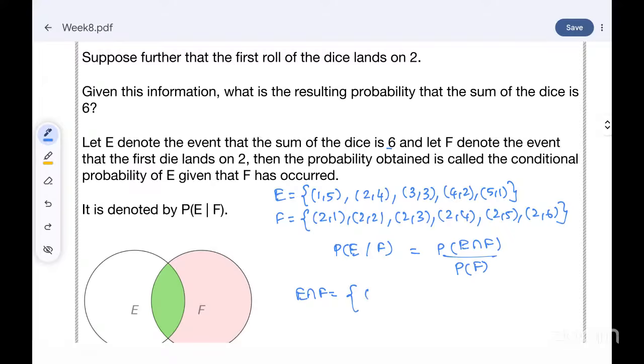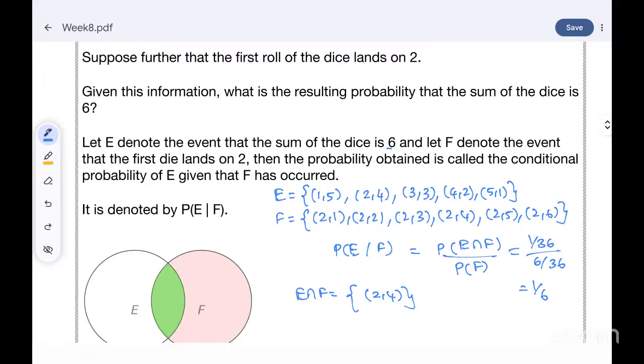2 comma 4. So we know that here it should be 1 by 36 and here also 1 by 36. So 6 by 36. So the answer is 1 by 6. So if you use the formula, this is the way.